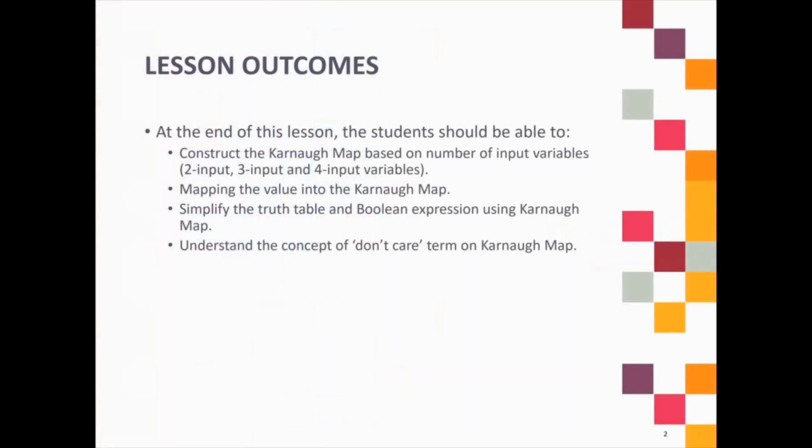Right, so this is the outcome for chapter 4. At the end of the lesson, the student should be able to construct the K-maps based on the number of input variables. So we have three types of K-map: two input, three input and four input. Second outcome, the student should be able to map the values into the K-map. Third, the student should be able to simplify the truth table and Boolean expression using K-map. And the last outcome is the student should be able to understand the concept of don't care term on K-map.